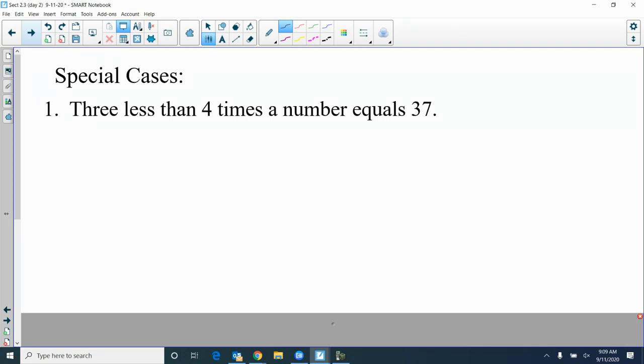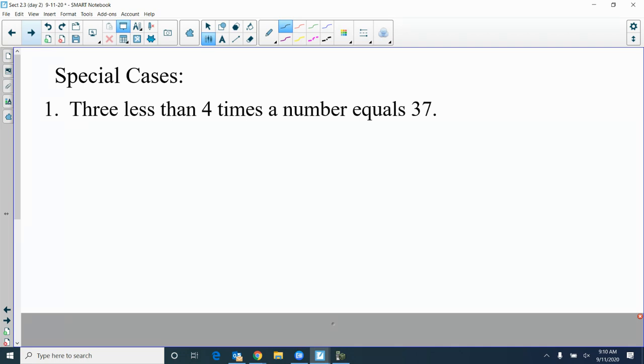Now this "less than" is coming up again because I'm going to throw it at you, because this is the one that people miss the most. 3 less than 4 times a number equals 37. Well, hold on here. Don't get too far ahead, because we talked about 3 less than 10. What is it? You know the answer. 3 less than 10 is what?